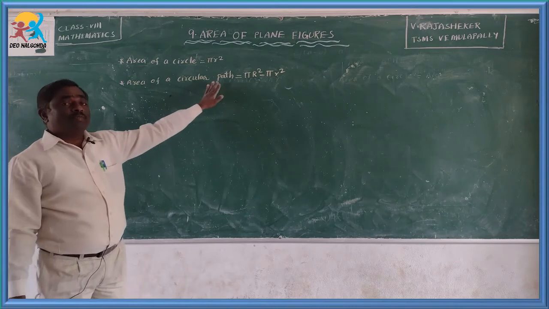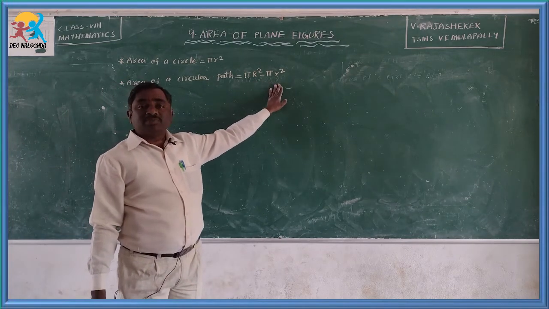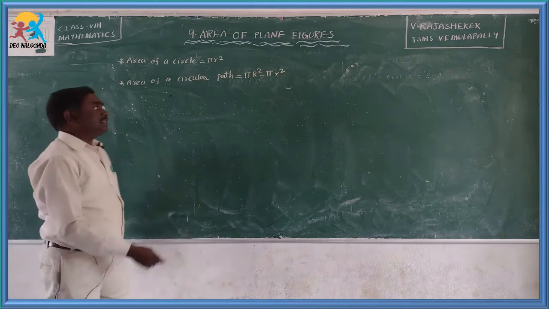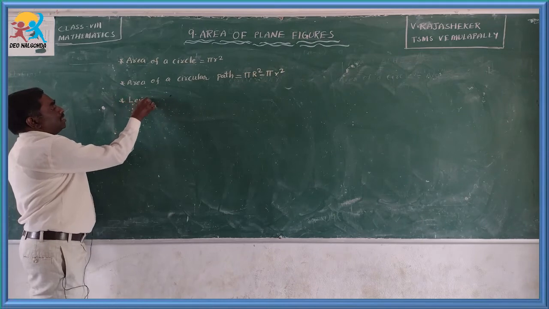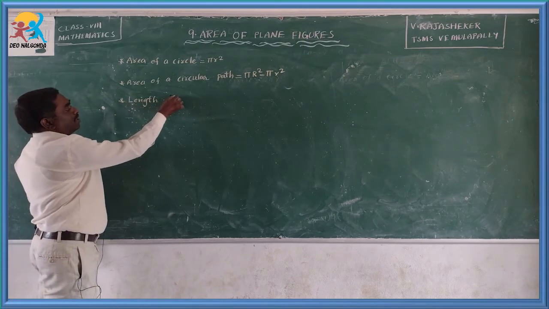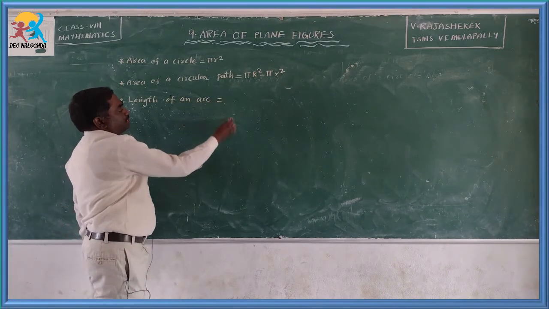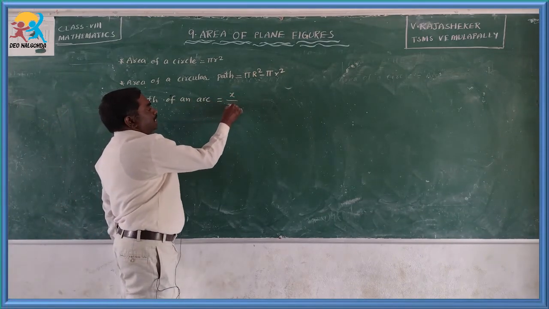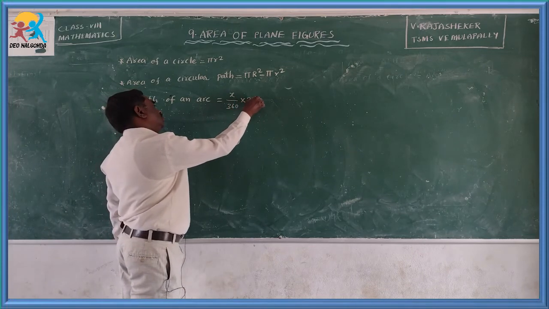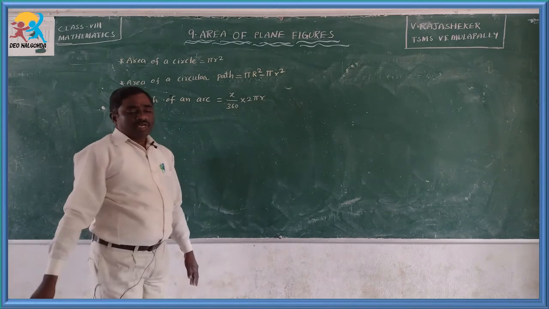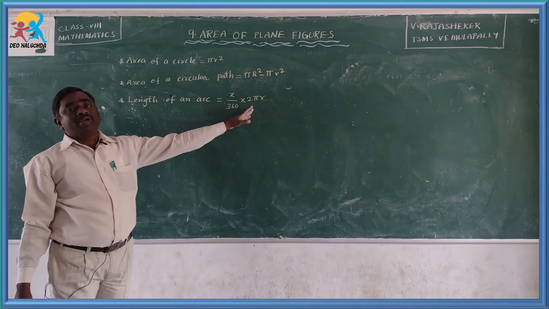Dear children, already we have extracted the formula for area of circle, that is pi r square, and area of circular path, that is pi capital R square minus pi small r square. Like that we can get the third part, which is the length of an arc. Length of an arc is equal to x by 360 into 2 pi r.